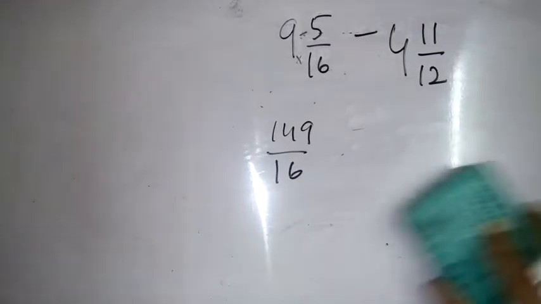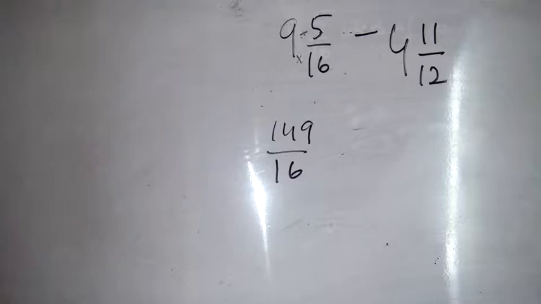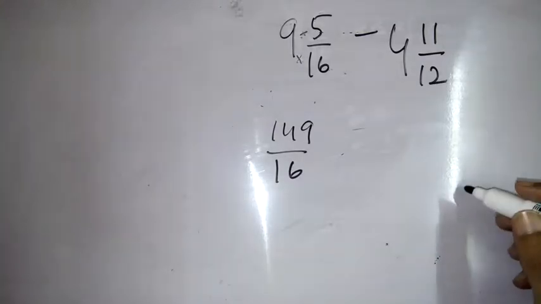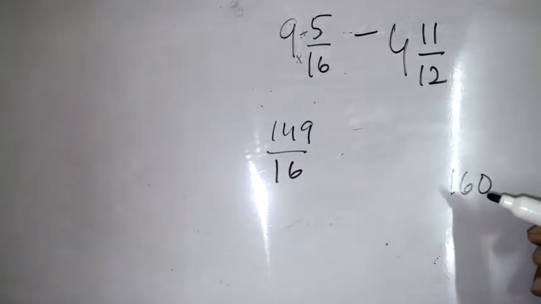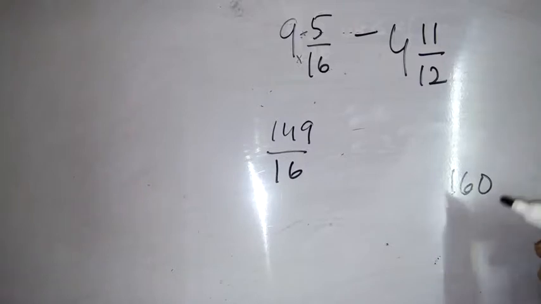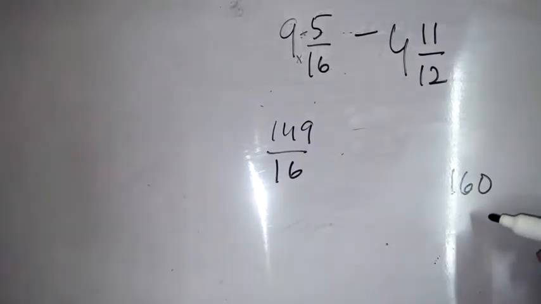You know what 16 into 10 is? 160. So if you want to find out what is 16 into 9, what you can do is you can minus 16 from 160. What is 160 minus 16? 160 minus 10 is 150. 150 minus 6 is 144. Understood? This is how you can do any table of 9.